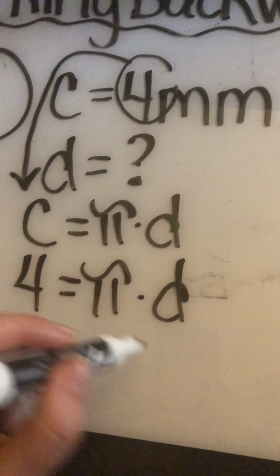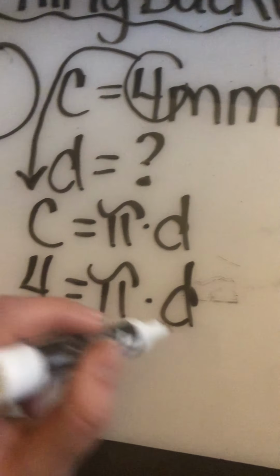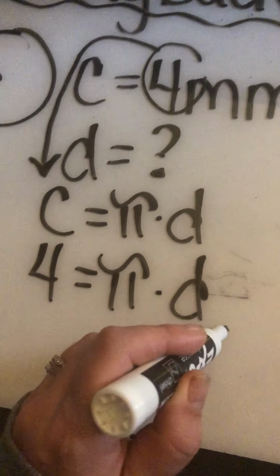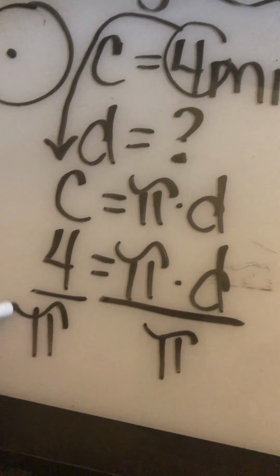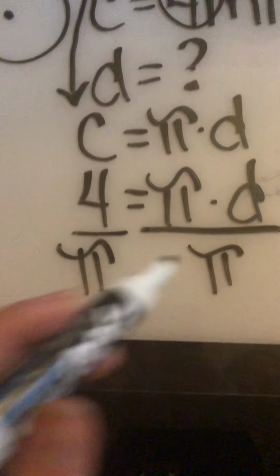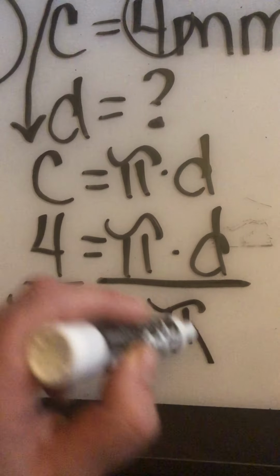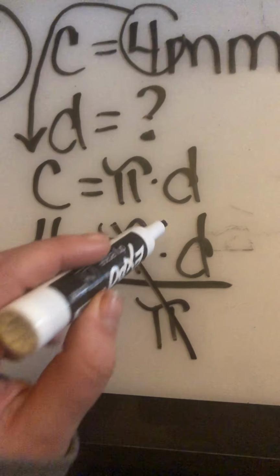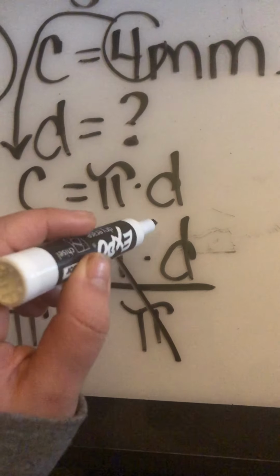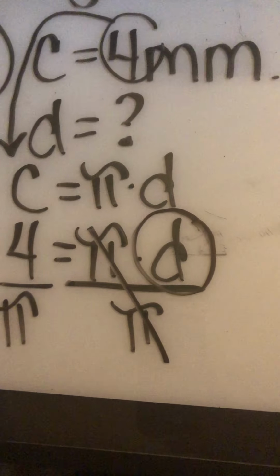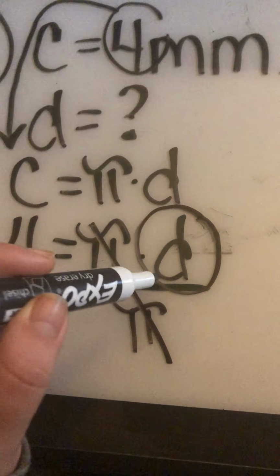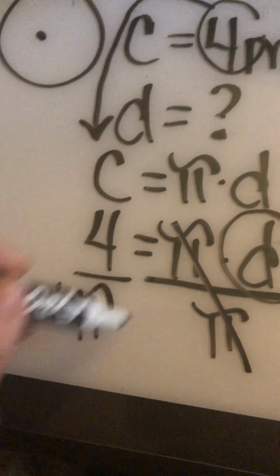Okay, my goal is to get diameter isolated. So since pi is multiplying it, we do the inverse, which would be to divide. Whatever you do to one side, you do to the other. On our right side, we know that pi over pi will equal 1, so we can cancel it out. We know that there is a 1 in front of this diameter, but we don't need to write it because when a variable is alone, we know a 1 is there. So we got our diameter isolated, but we have to do this quotient over here.